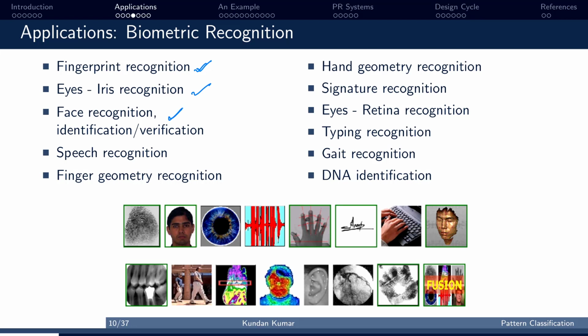Face, every person having a different face. Speech, the voice, the person can be distinguished by voice. So these are basically the different types of biometrics. So people use the pattern recognition system in the biometric recognition system for different types of applications.